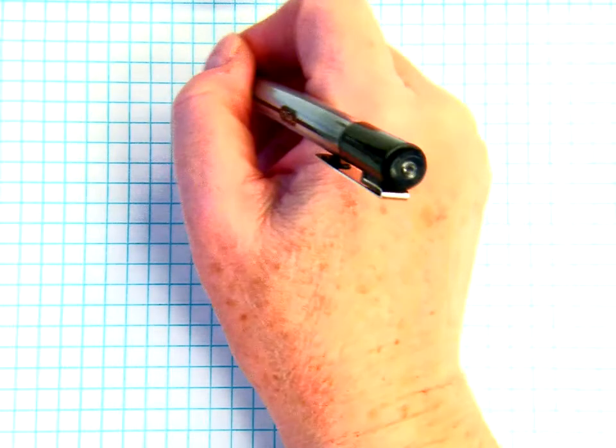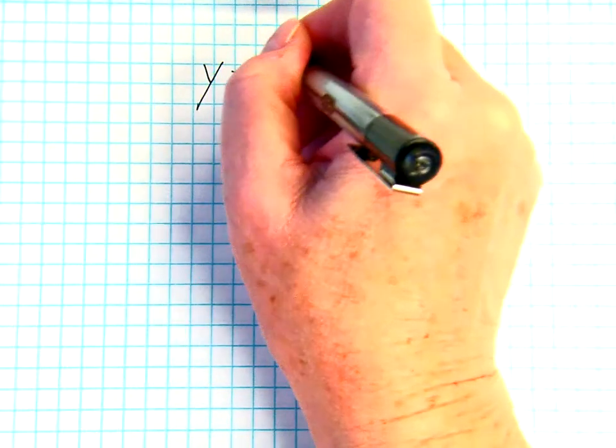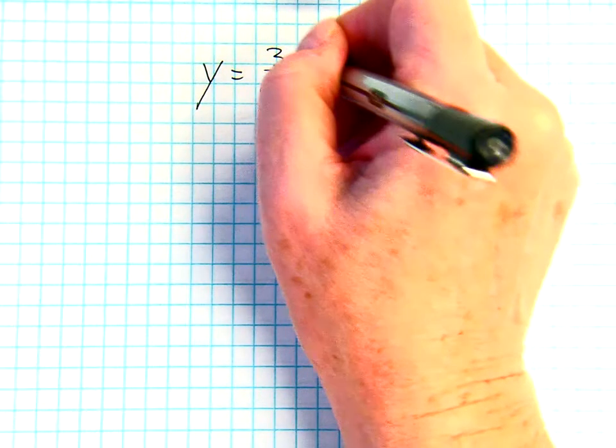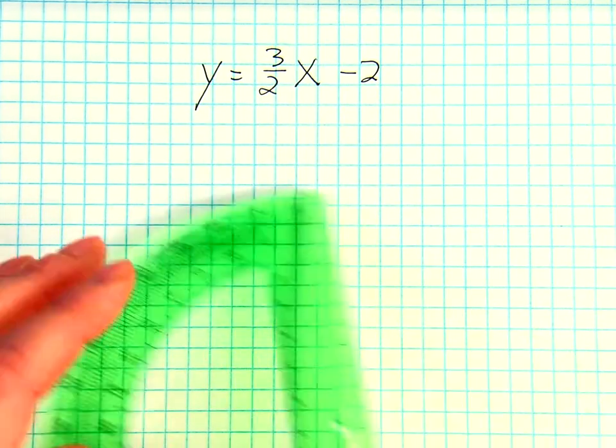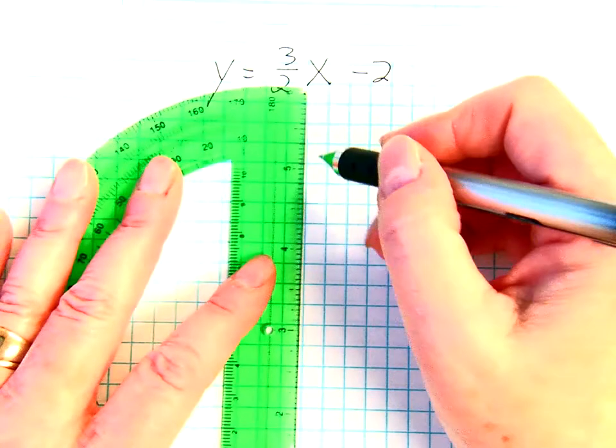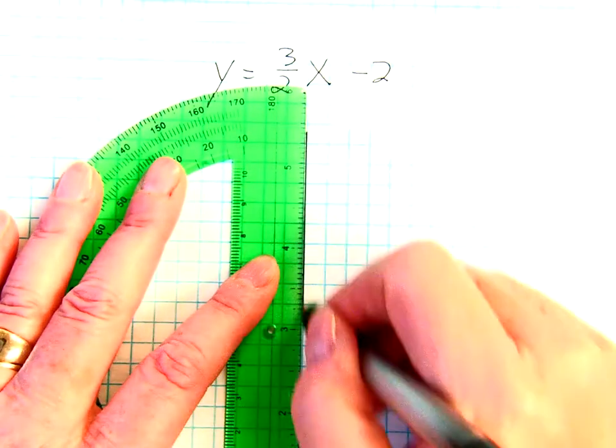Now, we're going to take it the other way, and we're going to take a linear equation and graph it. I think you're going to love this part. So we are going to graph y equals 3/2 x minus 2. So the first thing I'm going to do is build my coordinate plane.